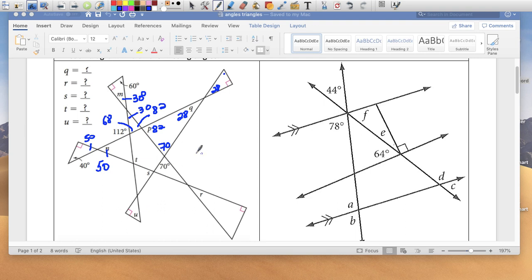So, that's 112. I know this is 112. And if that's 70, now a straight line, this is going to be 110, right? Because it's a straight line in your pair, either this way or this way. It doesn't really matter which way you look at it. What else am I missing? That's one. I don't know what number that is.